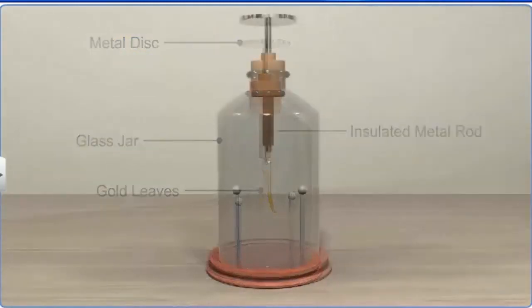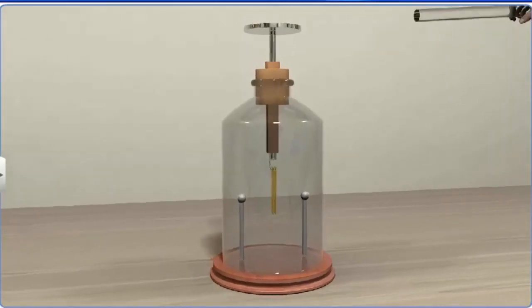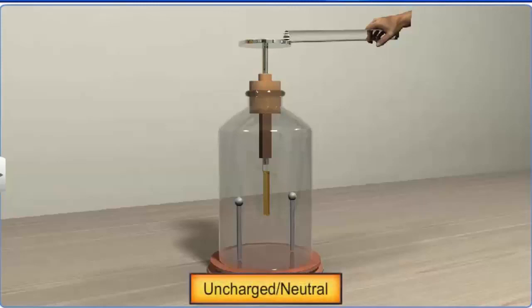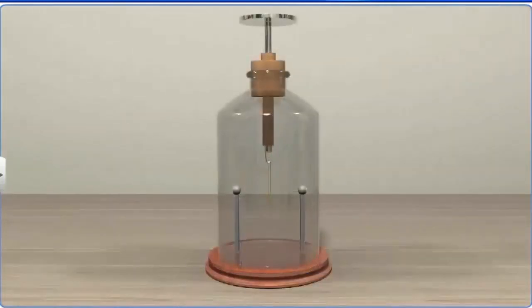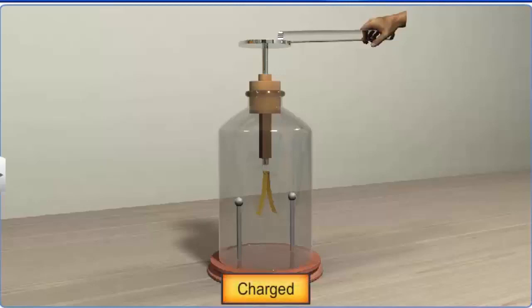To test a material like a glass rod for electrification, the object should be brought in contact with the metal disc of the gold leaf electroscope. The contact should be momentary. If there is no change observed in the position of the gold leaves, it indicates that the glass rod is uncharged or neutral. If the gold leaves repel each other, then it indicates that the glass rod is charged. The amount of divergence provides a rough measure of the charge on the glass rod.